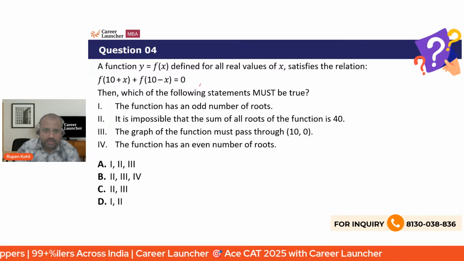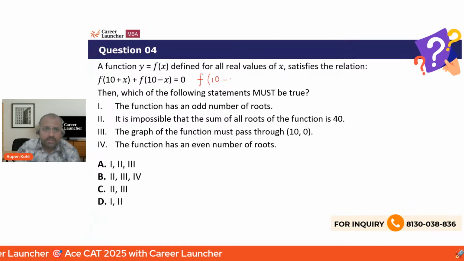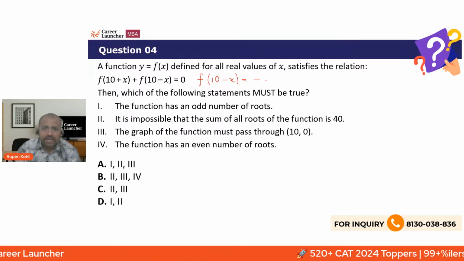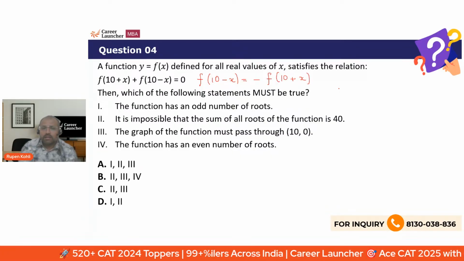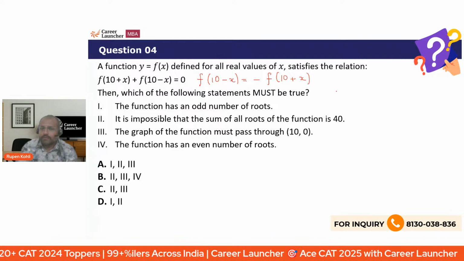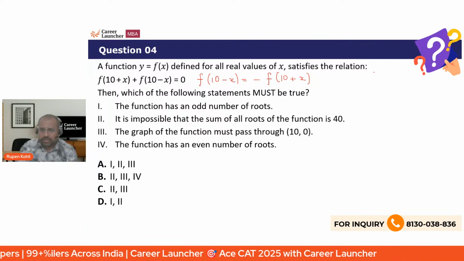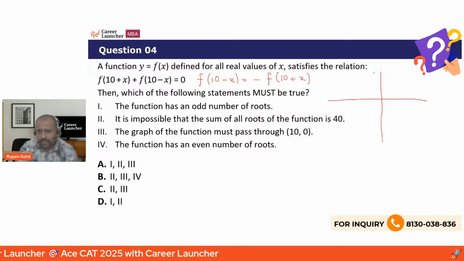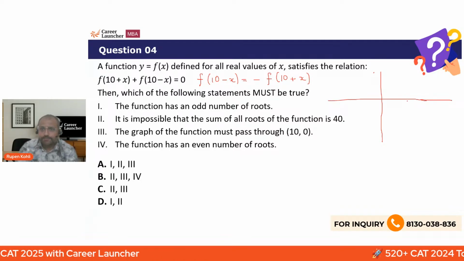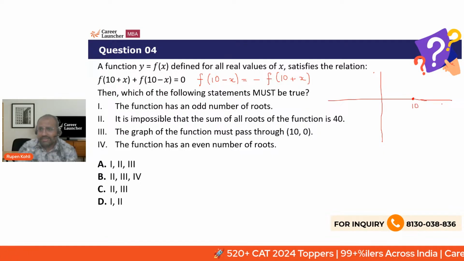Now write it like this: f of 10 minus x is minus of f of 10 plus x. They're the same thing, but still it makes a difference. What does this tell us? You see, there's a function for which he's saying that this is the number 10 on the x-axis.